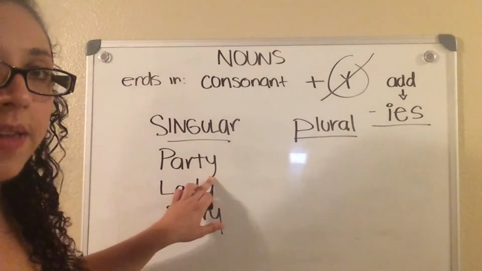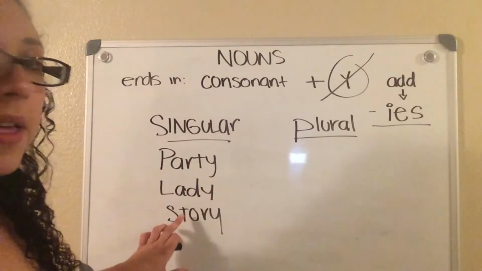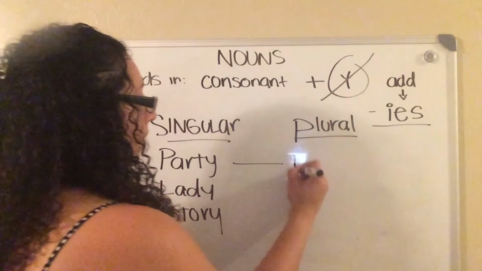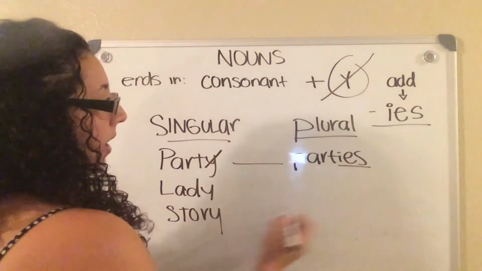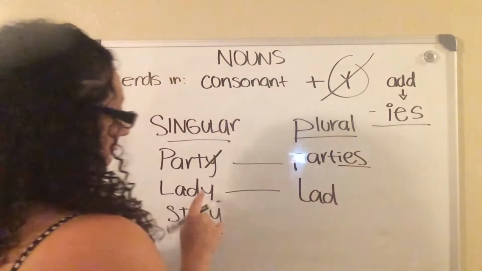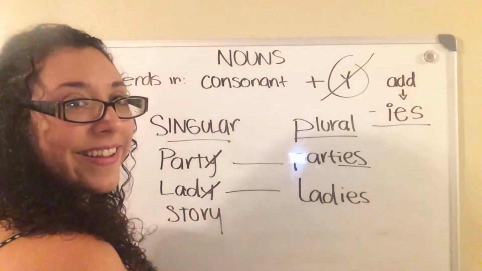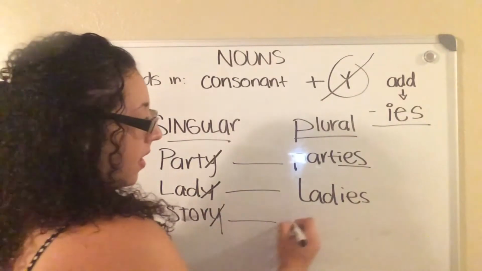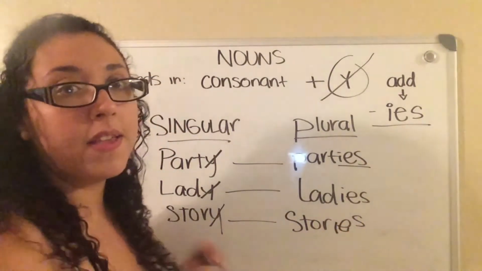T and Y. That's consonant followed by Y. D followed by Y. And R followed by Y. When you make a plural, you write it parties. You remove the Y and you exchange it for IES. Instead of the Y, you add IES. Ladies. And the same thing with story. You remove the letter Y and you add IES. Stories.